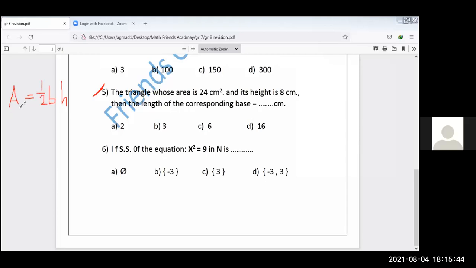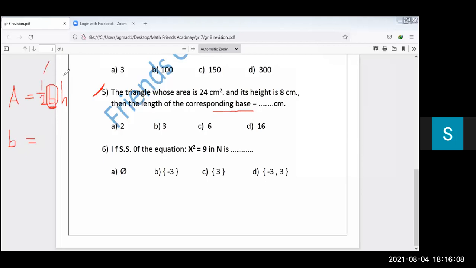24 centimeters square. Yes, it means, yeah. If you have it, it's okay. No problem. We can bring the base or height. He is asking about the corresponding base. Base equal what? If you need to bring it from grade 6, from grade 5, if I need to put this in the side by itself, what will I do?